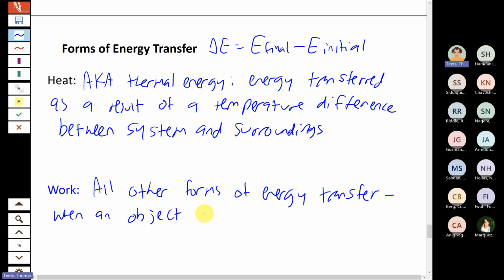This is when an object is being moved by a force. So when you're doing work on something, there typically is going to be motion involved. Whereas as a result of transferring the energy, the other thing's going to acquire some amount of kinetic energy and start moving.